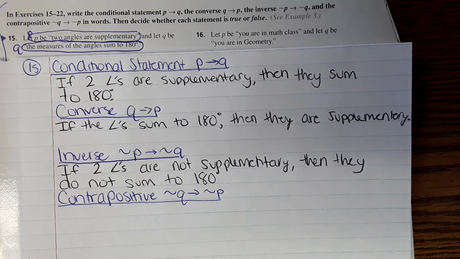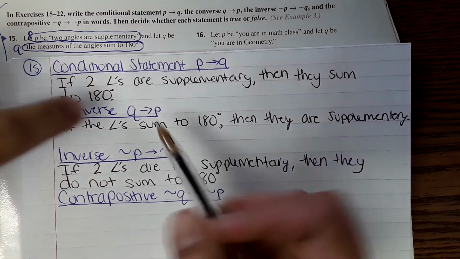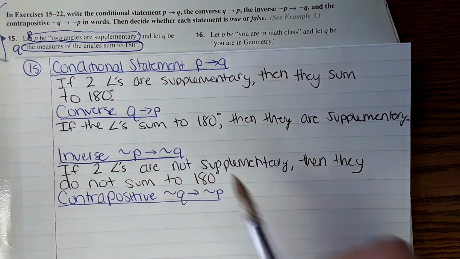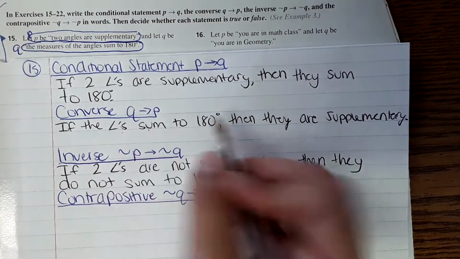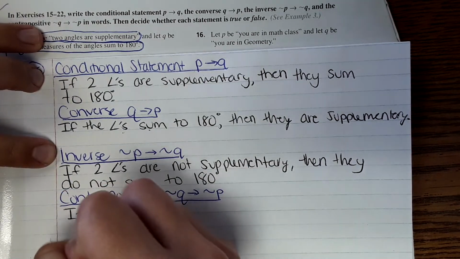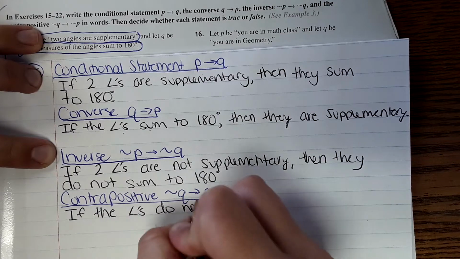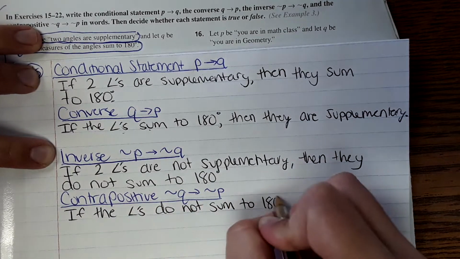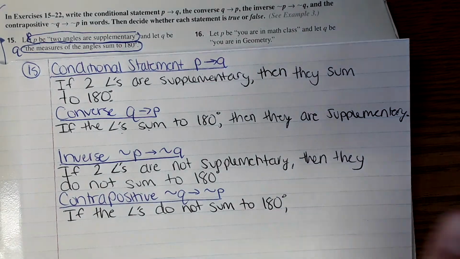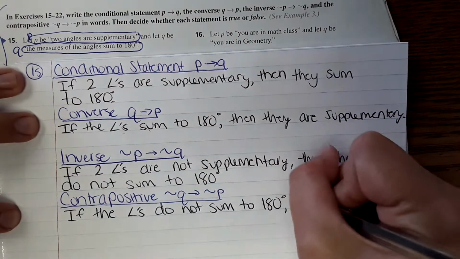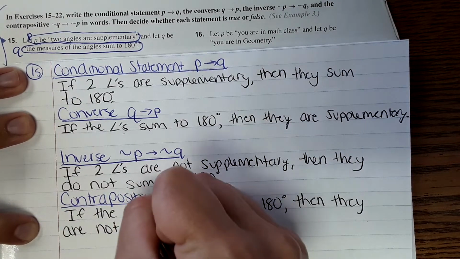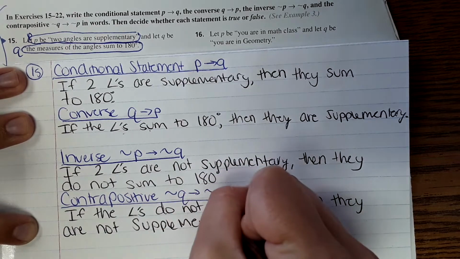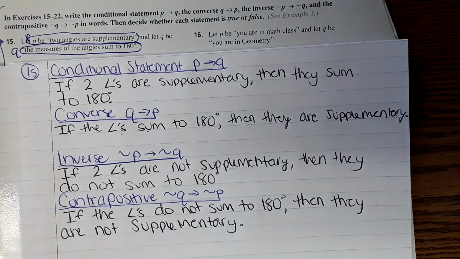Okay. And for contrapositive, it is not Q, then not P. So I'm going to go up to the converse, which was in the order Q, then P, and just put the nots in. So if the angles do not sum to 180, or do not add to 180, I don't know if that's proper grammar or not, but you get the idea, then they are not supplementary. So that is 15.